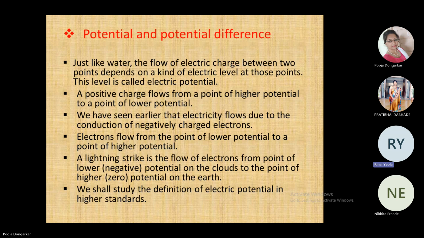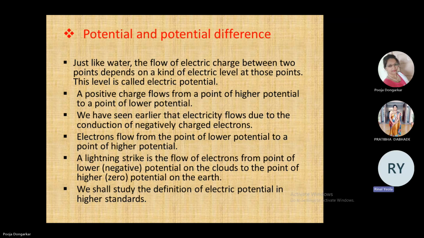The electric charge between two points depends on the electric level at those points. This is called the electric potential. For example, like water, a liquid substance. Right. Very good. When electric current flows through two points in a wire, from the first point to the second point, that is called the potential.